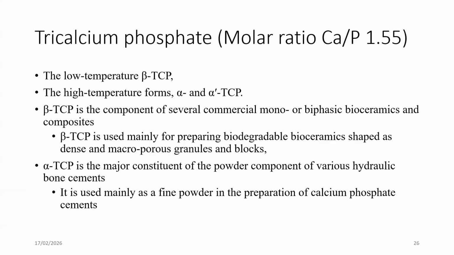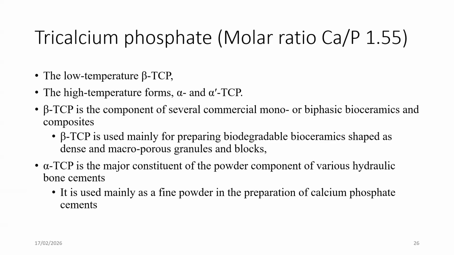The molar ratio of calcium to phosphate of hydroxyapatite is 1.67. That means the moles of calcium to phosphate. So if you're making hydroxyapatite inside a lab and you want to check the molar ratio, the calcium to phosphate ratio will be 1.67. This one has a little lower calcium to phosphate molar ratio, around 1.55.